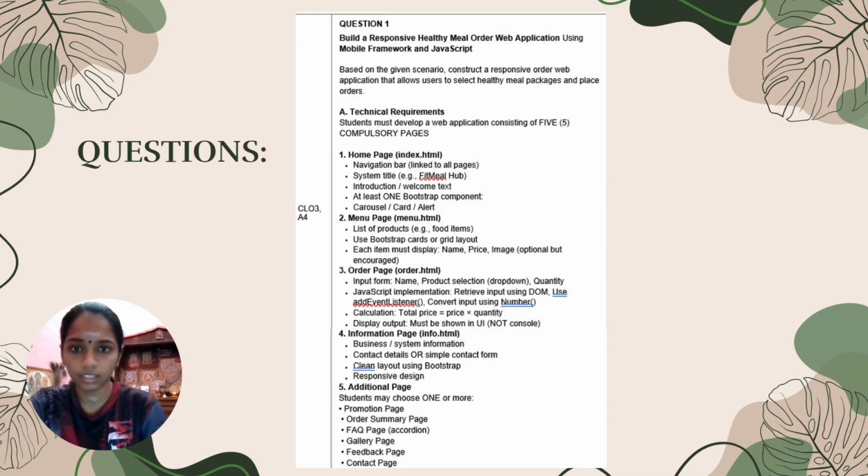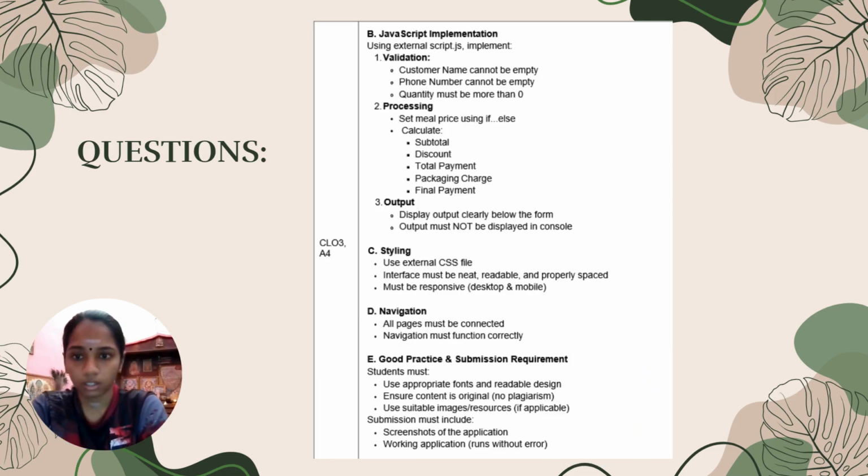So the question is, build a responsive HTML order web application using a mobile framework and JavaScript. As a technical requirement, we need a home page, menu page, order page, and information page, and an additional page. So we are choosing a promotional page as our additional page. So at least we need to have 5 pages.